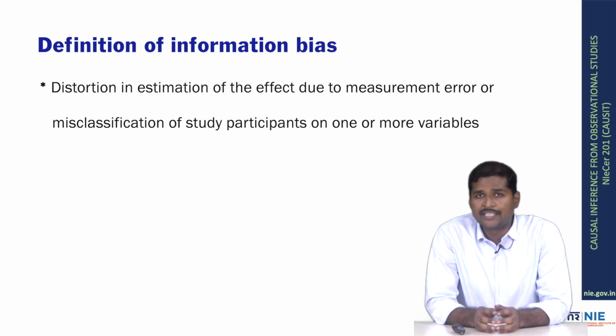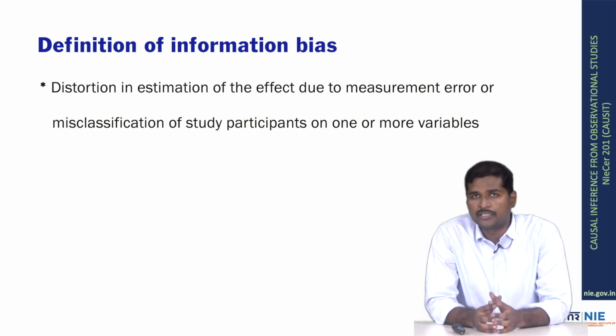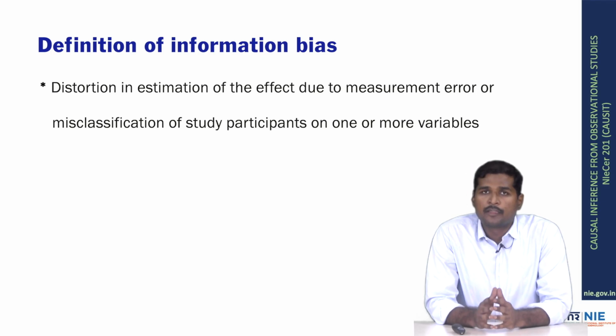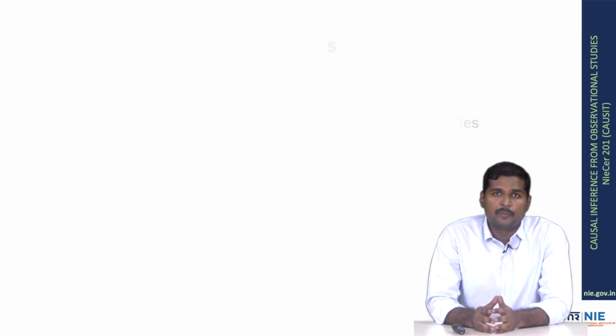So there are so many examples of misclassification, and these are the two different components of the definition of information bias. So let me remind you once more, information bias is the distortion in the result that we are getting in a particular study due to measurement error, that is the way in which we measure, or misclassification of the participants. So these are the two broad concepts of information bias.